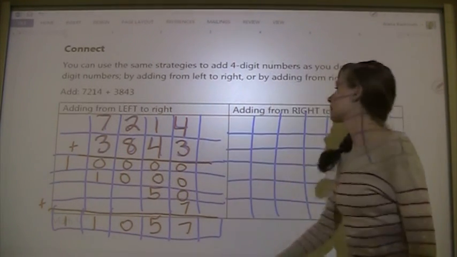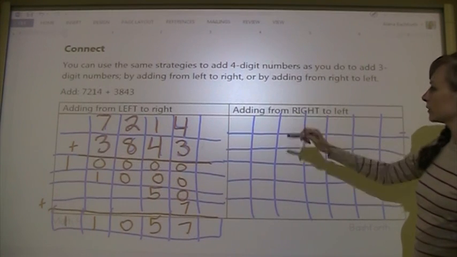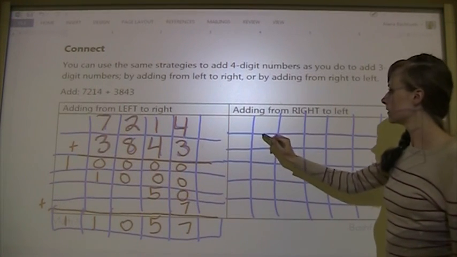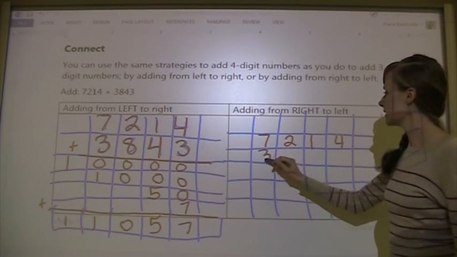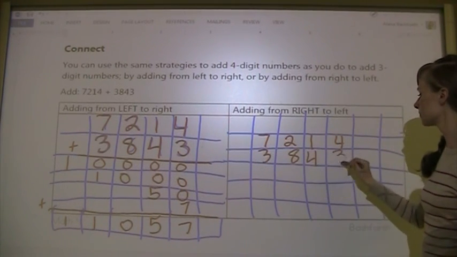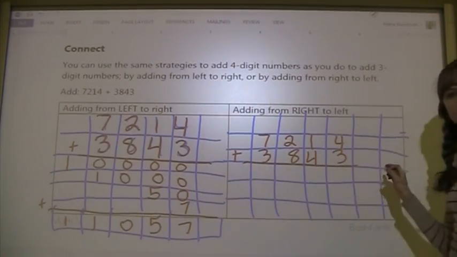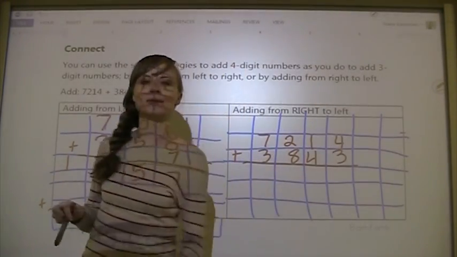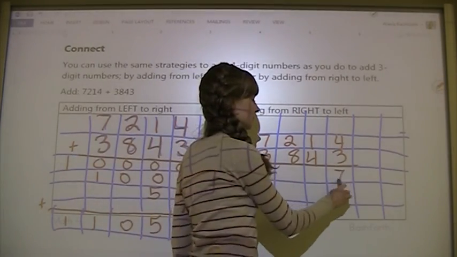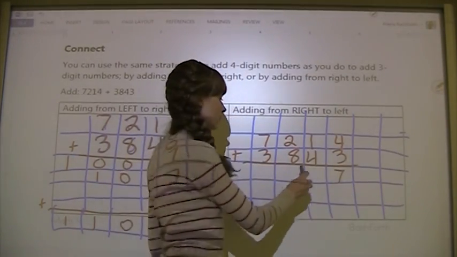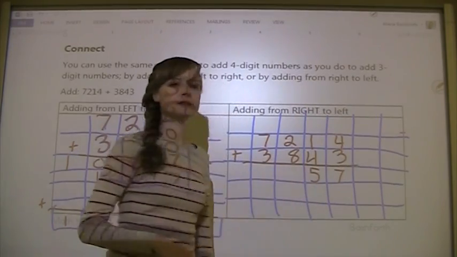Alright. So, again, we're writing down the number 72143843. And then we're going to start on this side and add. Oh, you can't see me. There we go. So we've got 4 plus 3, that's 7. We've got 4 plus 1, that's 5. We've got 8 plus 2, that's 10.